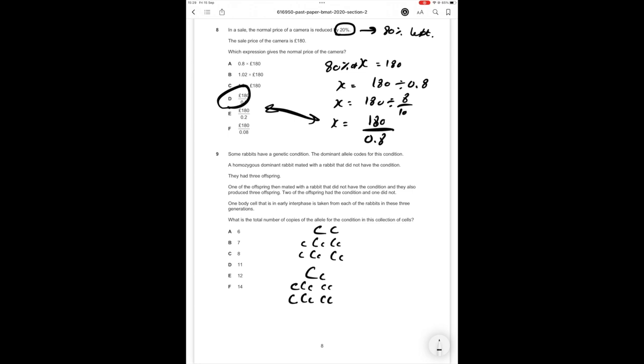And one body cell that is in early interphase is taken from each of these rabbits in these 3 generations. What is the total number of copies of the allele for the condition in this collection of cells? So the fact that the cells are in early interphase basically means that they aren't undergoing mitosis, so they are not doubling up on the chromosomes. So all we need to do from this is just count the number of C alleles. So we have 1, 2, 3, 4, 5. Remember, they only had 3 children. And we have 6, and 7. This is one of the children, so we're not counting it again. So overall, we have 5 up here, 2 down here, and overall we have 7. So the correct answer option in this case is B.